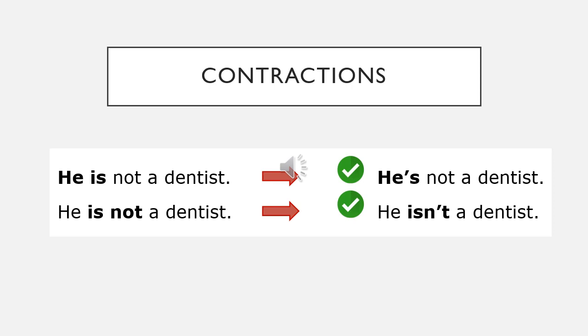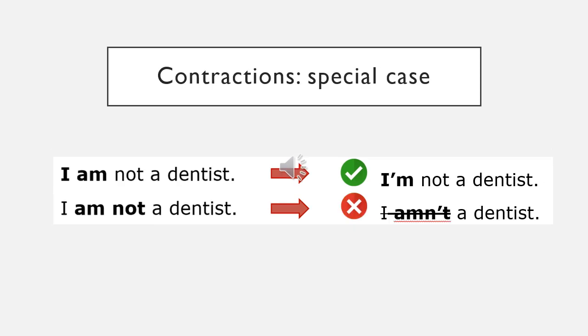You can also use contractions to join two words together. One option, use the pronoun plus the verb together. He is, he's. Another option, join the verb be and not together. Is not, isn't. There is a special case with I am. There's only one option for contractions. I am, I'm.